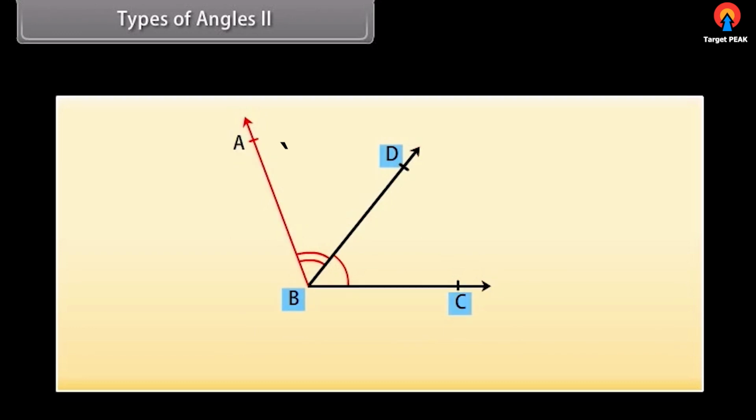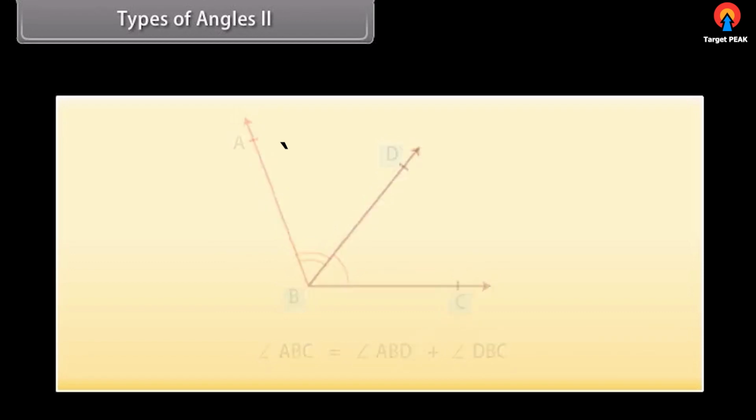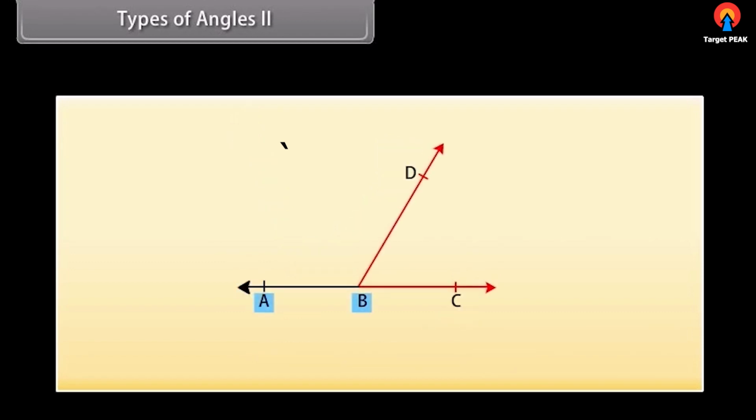Also, when 2 angles are adjacent, then their sum is always equal to the angle formed by the 2 non-common arms. So we can write angle ABC is equal to angle ABD plus angle DBC. If the non-common arms BA and BC form a line, then it will look like this, then the angles ABD and DBC are called linear pair of angles.